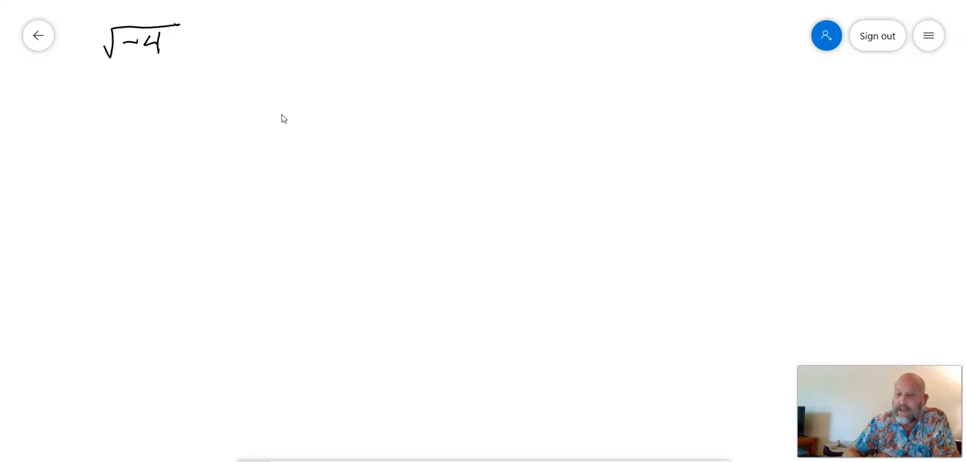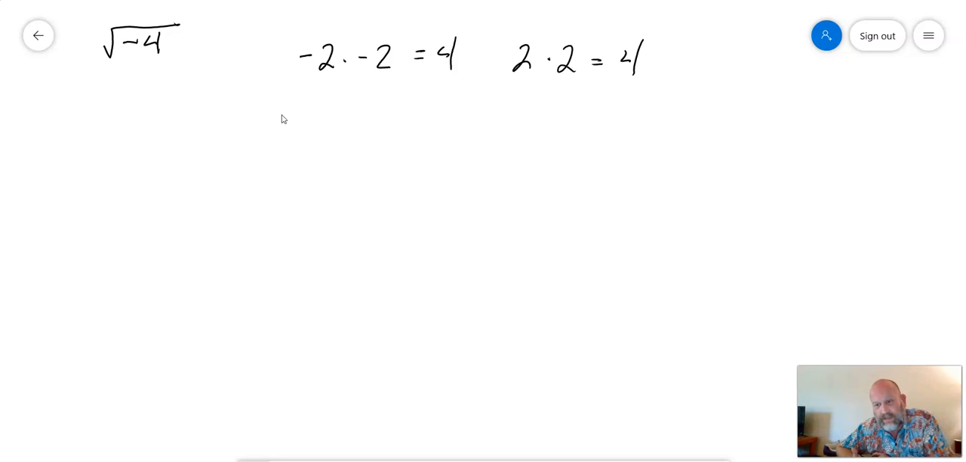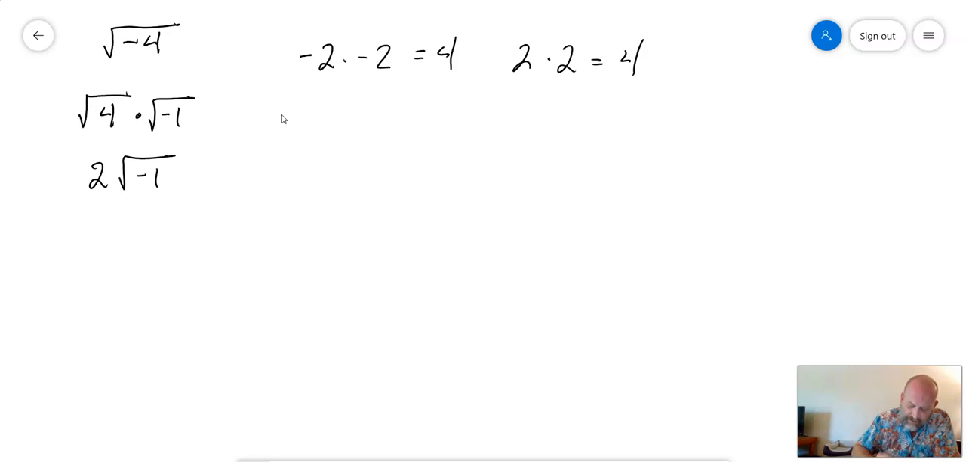The two main candidates would be -2 and 2. But negative 2 times negative 2 is equal to positive 4, and positive 2 times positive 2 is equal to positive 4. And so how do we deal with the negatives? Well, we actually use that same property we had before, and we split the negative off of this. So what we can do is look at this as the square root of 4 times the square root of negative 1. Well, the square root of 4 is 2. So this is 2 times the square root of negative 1.